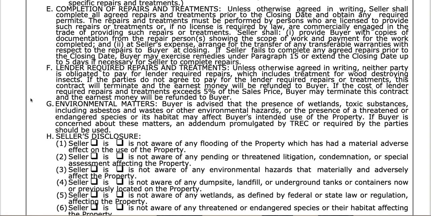Environmental matters. Buyers are advised that the presence of wetlands, toxic substances, including asbestos and waste or other environmental hazards, or the presence of a threatened or endangered species or its habitat may affect buyers' intended use of the property. If buyers are concerned about these matters, an addendum promulgated by TREC or required by the parties should be used. There is an addendum for this. I recommend going to read it if this paragraph pertains to the property you're buying or selling.